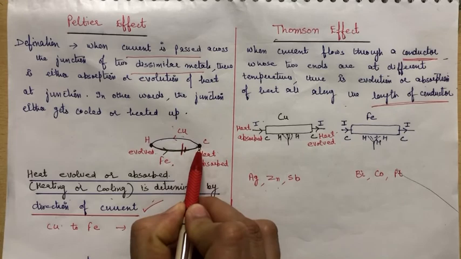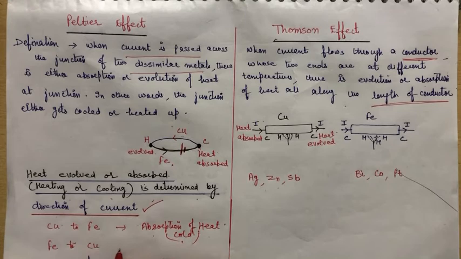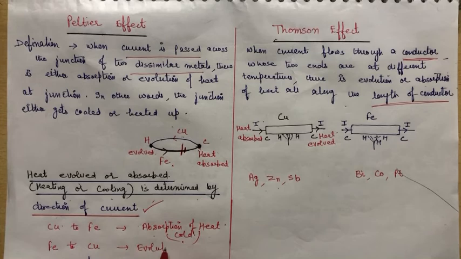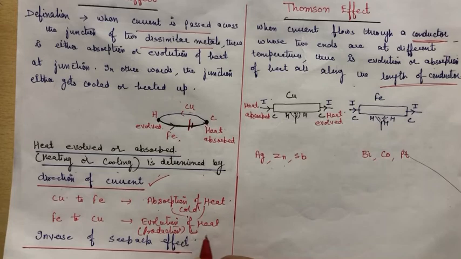And in the reverse case, when current flows from iron to copper, then there is heat produced, you can say evolution of heat. Production of heat means there is heating. So this junction is hot. Heating is produced.